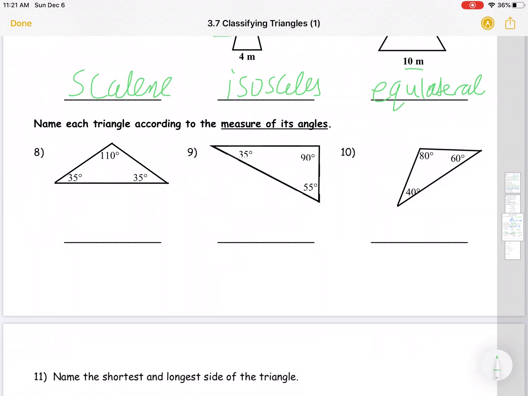Okay? Now number 8 through 10, classify the triangles according to the measure of its angle. So here, what you want to do is find the largest angle in all the triangles and see what type of angle that is. So number 8, its largest angle is 110. So since that angle is greater than 90, this whole triangle is going to be an obtuse triangle. Okay? Number 9, our largest angle is 90. Since 90 is a right angle, this triangle is going to be a right triangle. And in number 10, 80 is our largest angle. And since that is less than 90, this is going to be an acute triangle.